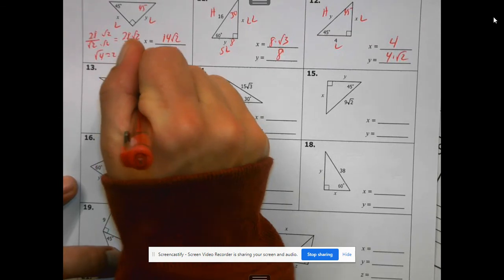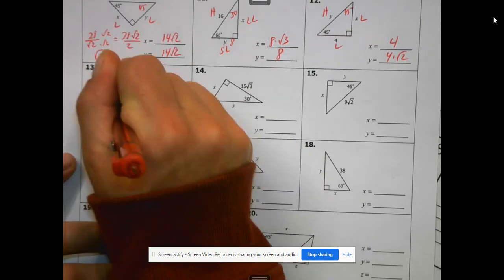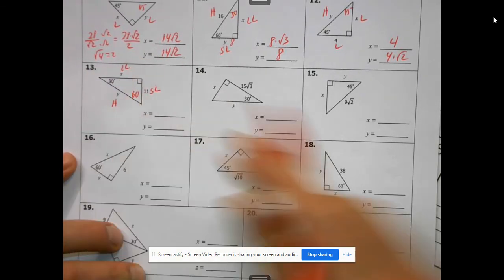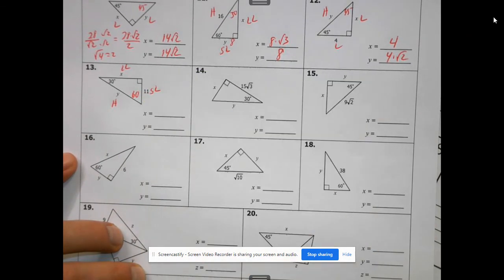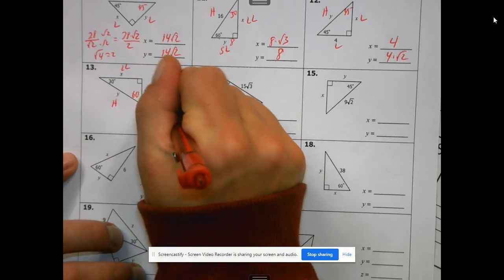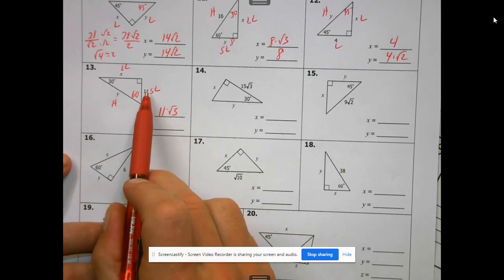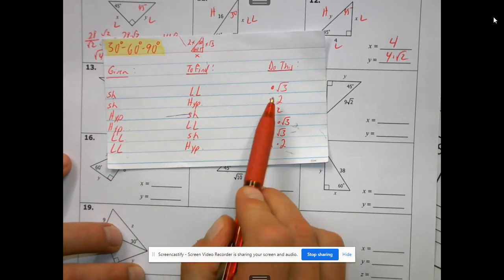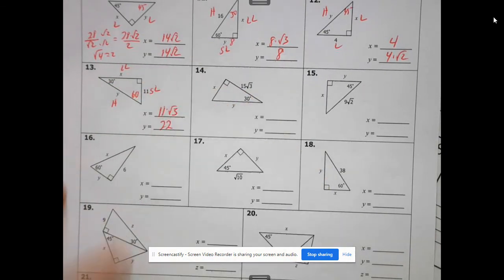Number 13, 30, 60, 90. 11 is your short leg. X is long leg. Y is hypotenuse. Short to long times by square root 3. So long leg would be 11 times square root 3. Short to hypotenuse, times by 2. 11 times 2, 22.